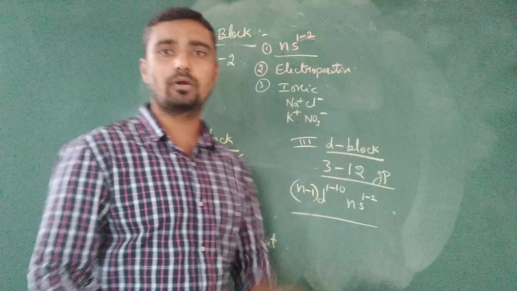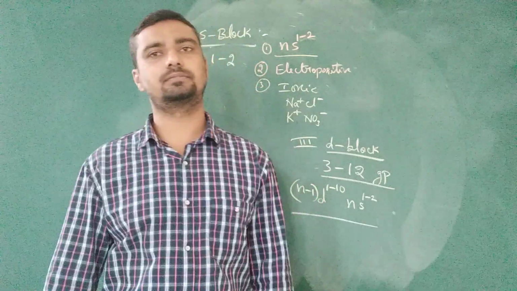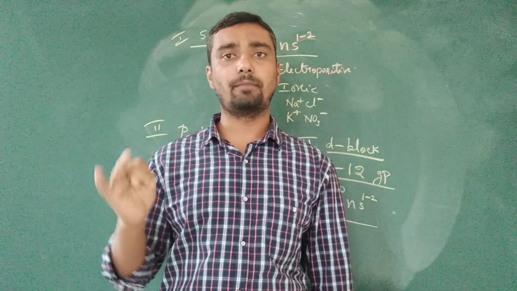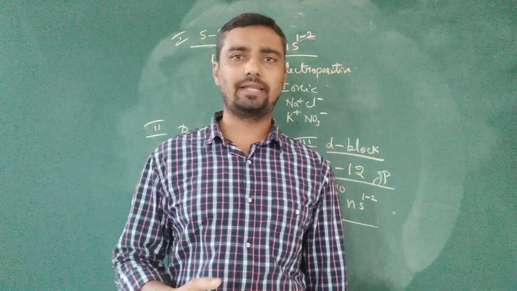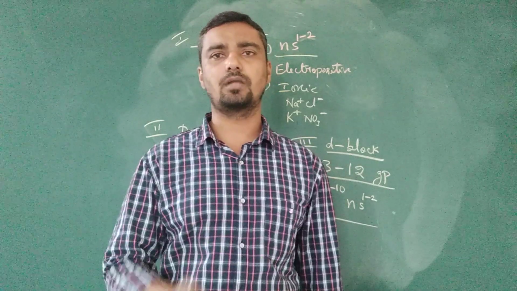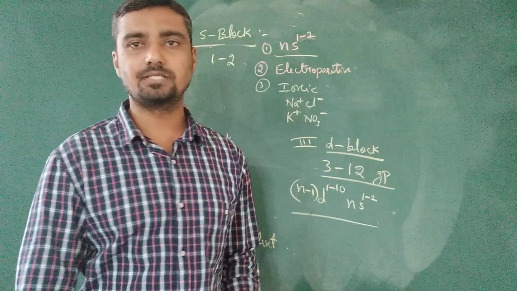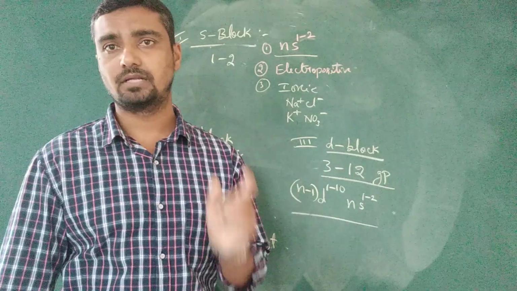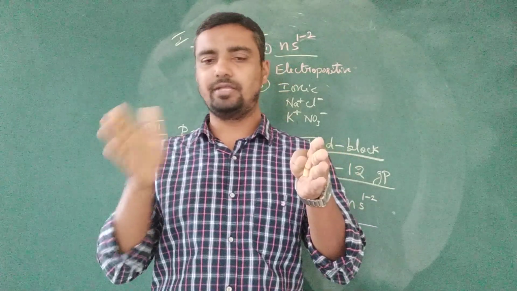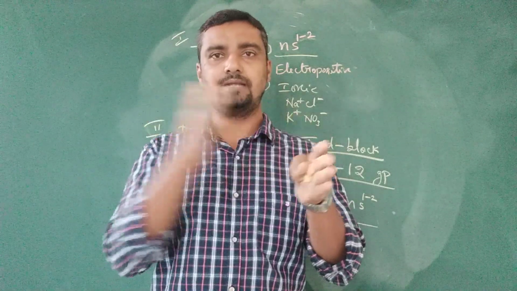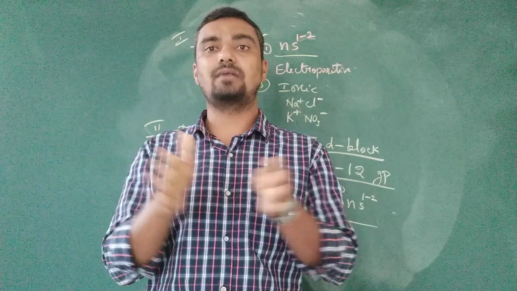The D block elements are almost all metals: titanium, vanadium, chromium, manganese, iron, cobalt, copper, nickel, zinc, platinum, gold, mercury. The D block element is also called a transition element. Transition means intermediate, because they have been placed between the s and p blocks. That's why they are called transition elements.